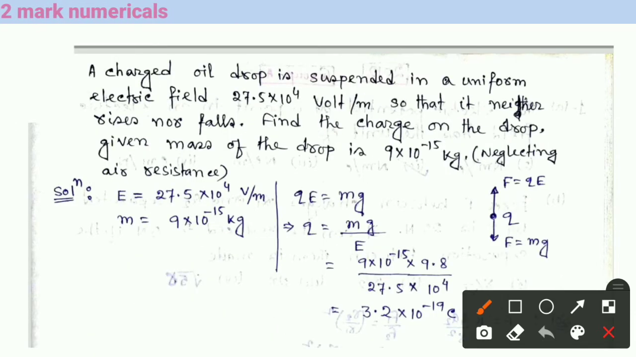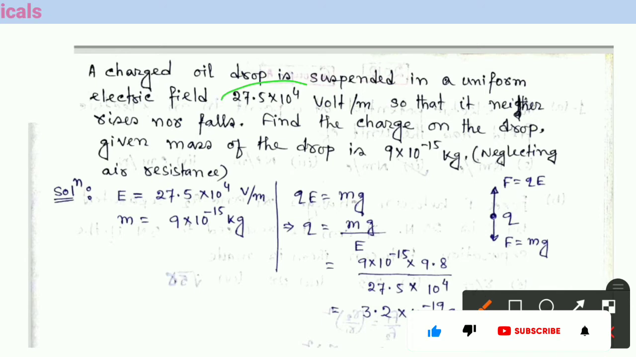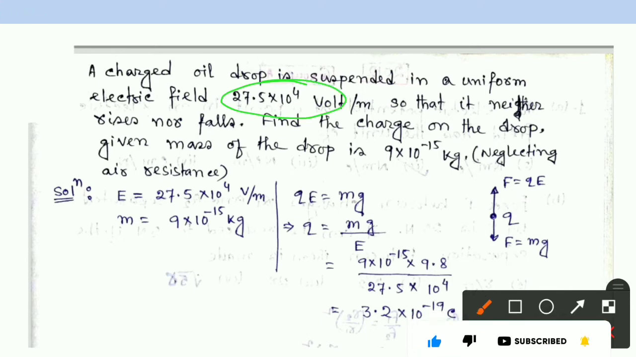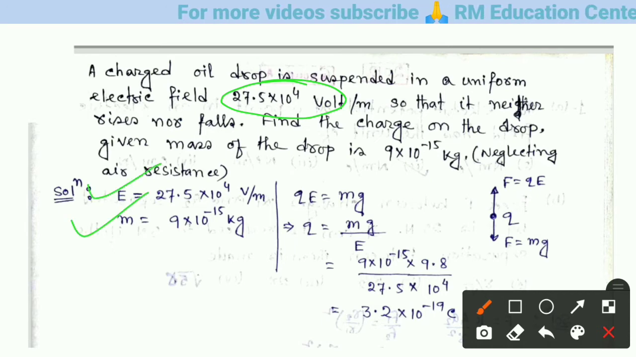Next question is, a charged oil drop is suspended in a uniform electric field given as 27.5 into 10 to the power 4 volt per meter, so that it neither rises nor falls. Find the charge on the drop. Given the mass of the drop is 9 into 10 to the power minus 15 kg. E is given, m is given.